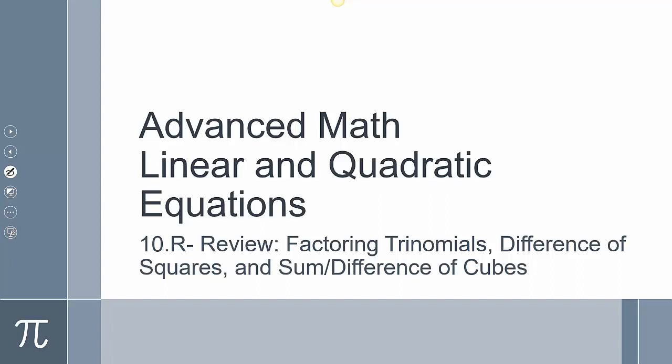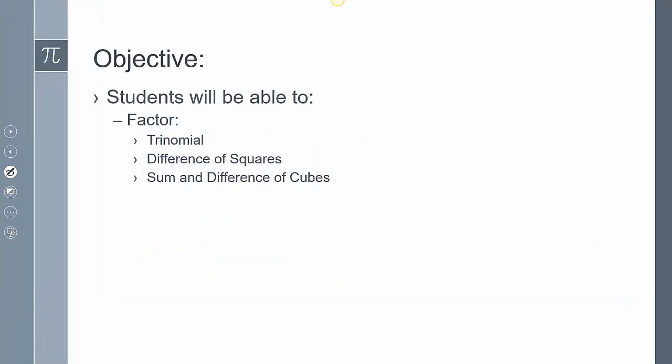So today we're going to be in a new section. We're going to be talking about linear and quadratic equations. This is going to be the new section, quote-unquote section 10, but it's going to be a review section. We're going to go over factoring trinomials, the difference of squares, and the sum and difference of cubes. So today you're going to be able to factor a trinomial, difference of squares, and the sum and difference of cubes.